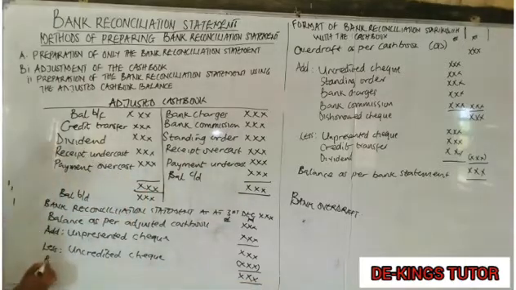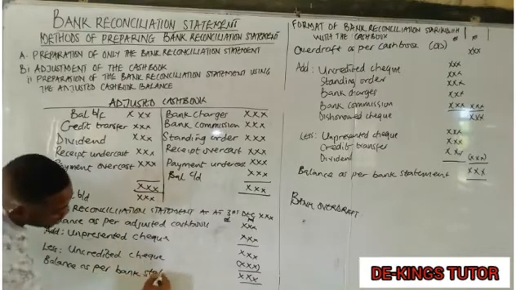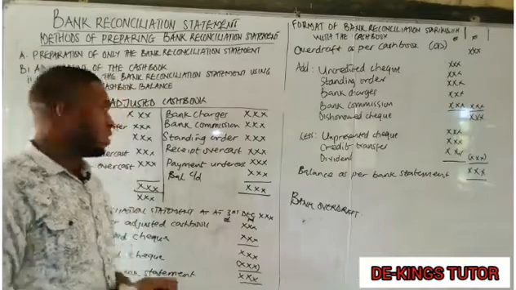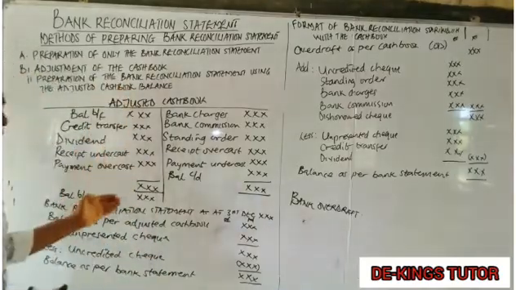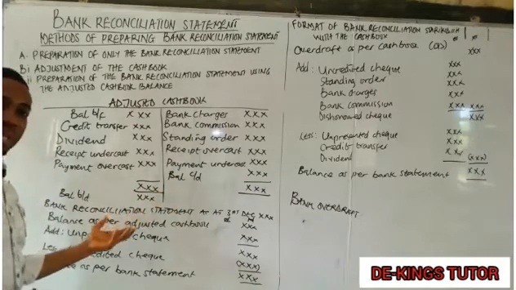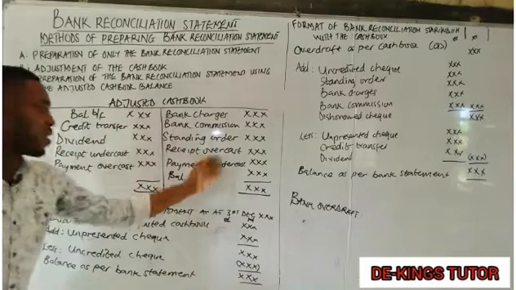So this is the second method. You prepare the adjusted cash book and you prepare the bank reconciliation statement using the adjusted cash book. So we debit all these other items and we credit the others, and we use it to prepare the adjusted cash book. Balance as per adjusted cash book, we add unpresented checks, deduct uncredited checks, and we have balance as per bank statement. So we have seen the two methods basically.